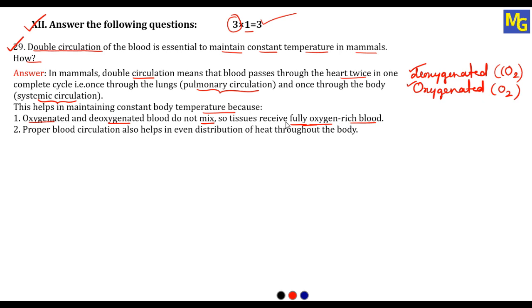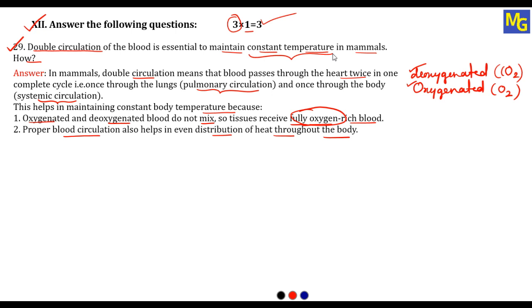That is the reason. And the second one, proper blood circulation also helps in even distribution of heat throughout the body. If the cell gets the proper oxygen, then the cell works properly. Then the amount of heat liberated by the cells will be correct. And that's why the body temperature will be maintained. The main thing is oxygen. If the supply of oxygen to the cell is disturbed, then the heat liberation will be disturbed and the body temperature also gets disturbed.